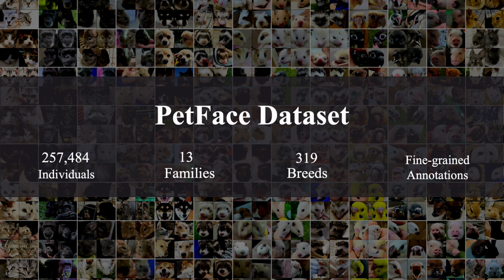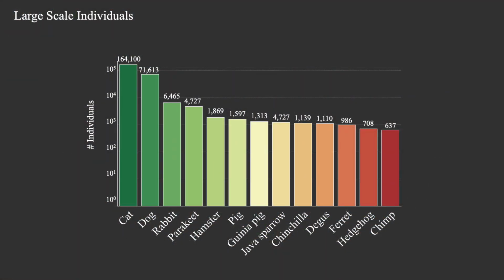Our PetFace dataset is a comprehensive resource for animal face identification encompassing 257,484 unique individuals across 13 animal families and 319 breed categories. This includes both experimental and pet animals. It also has fine-grained annotations. This figure illustrates the detailed distributions of animal families within the PetFace dataset.